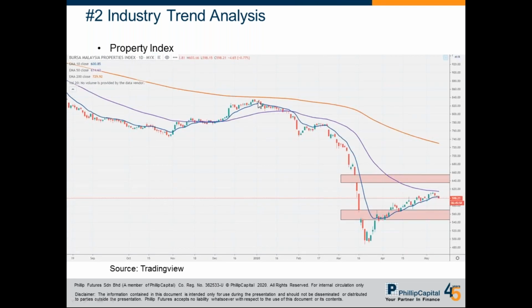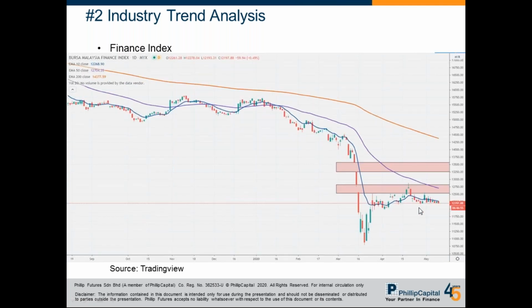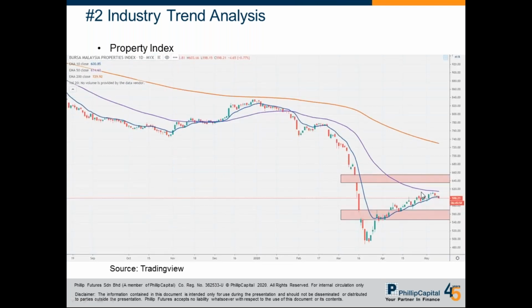Second, we look at the property index. Yes, it's stronger than finance, but it's still weak. It's still below the 50 EMA, and the 50 EMA has just recently wanted to go flat, but in general, it's still pointing downwards. And the candlestick is still moving just slightly above the 10 days EMA. So to me, it is still a weak trend, but definitely stronger than the finance index.